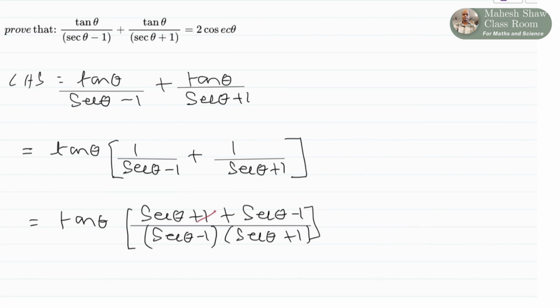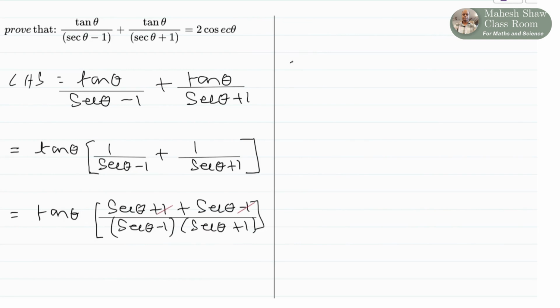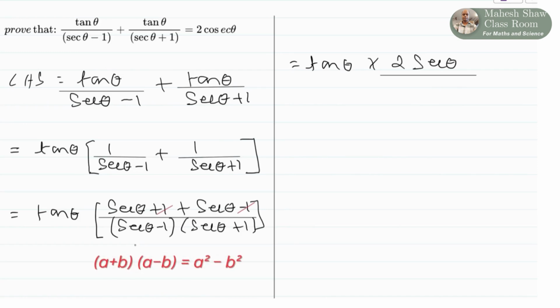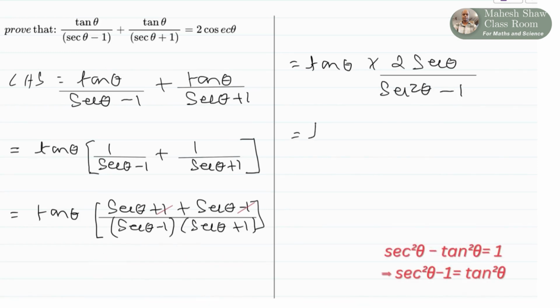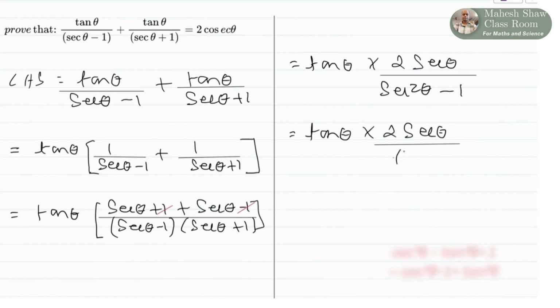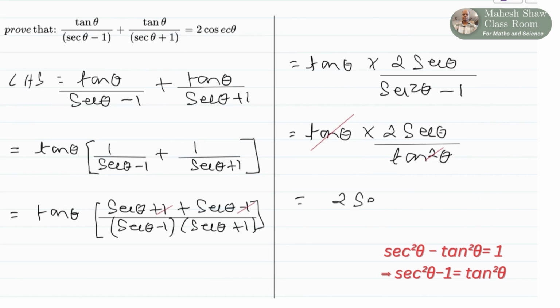So 1 and minus 1 get cancelled, so that results to give 2 times secant theta over, and (a minus b) into (a plus b) is what? A square minus b square. So we get this as secant square minus 1. We know that secant square minus tan square is 1, therefore secant square minus 1 can be written as tan square theta. Now 1 tan gets cancelled, so we get this as 2 secant theta over tan theta.